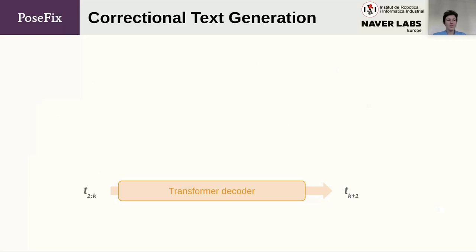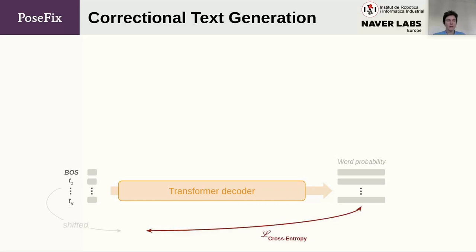Our second application consists in correctional text generation. We build on top of a regular autoregressive text generation model, which, given the first k tokens, aims to predict token k+1. How does it work? The text tokens are embedded and fed into a transformer decoder that outputs a distribution of probability over the vocabulary for each token. The model is trained with a cross-entropy loss, such that the target of each token k is the token k+1. Now, how do poses come into the picture?